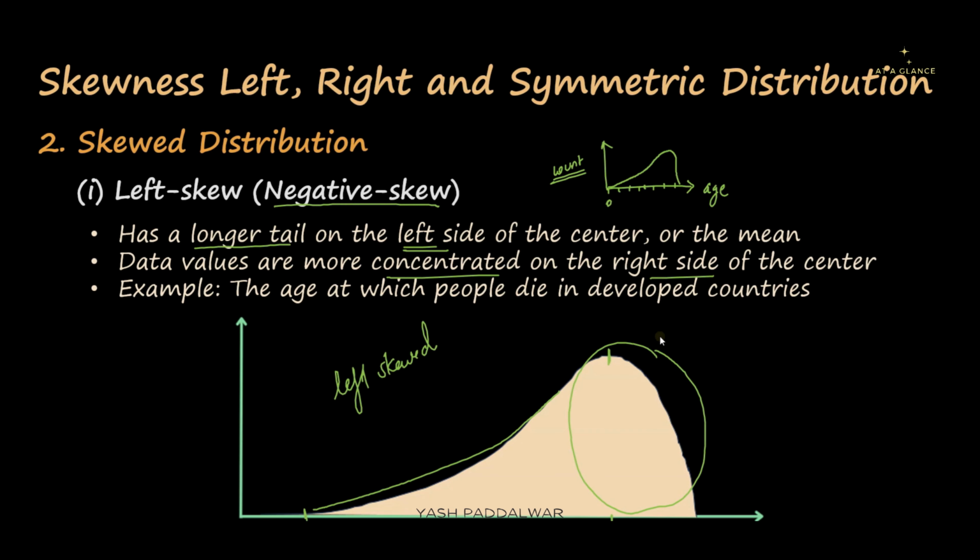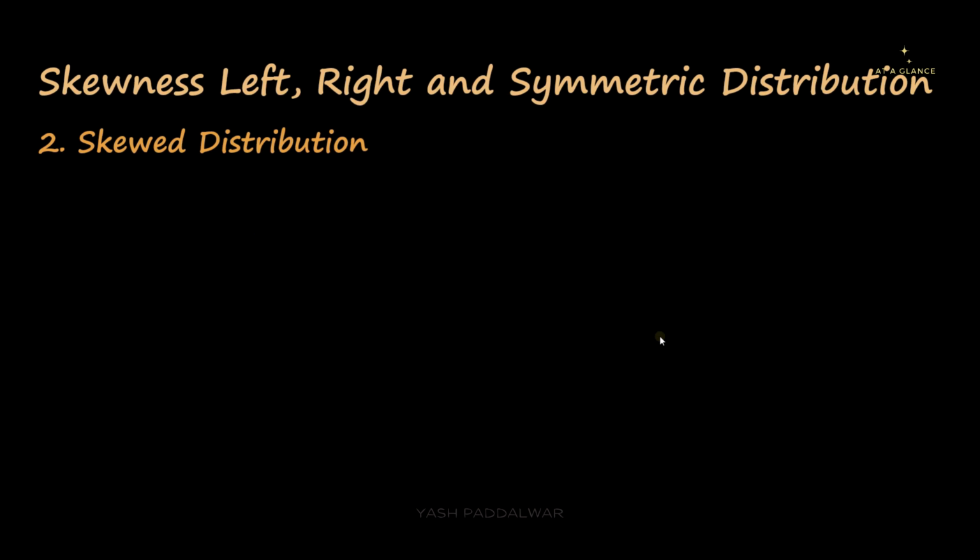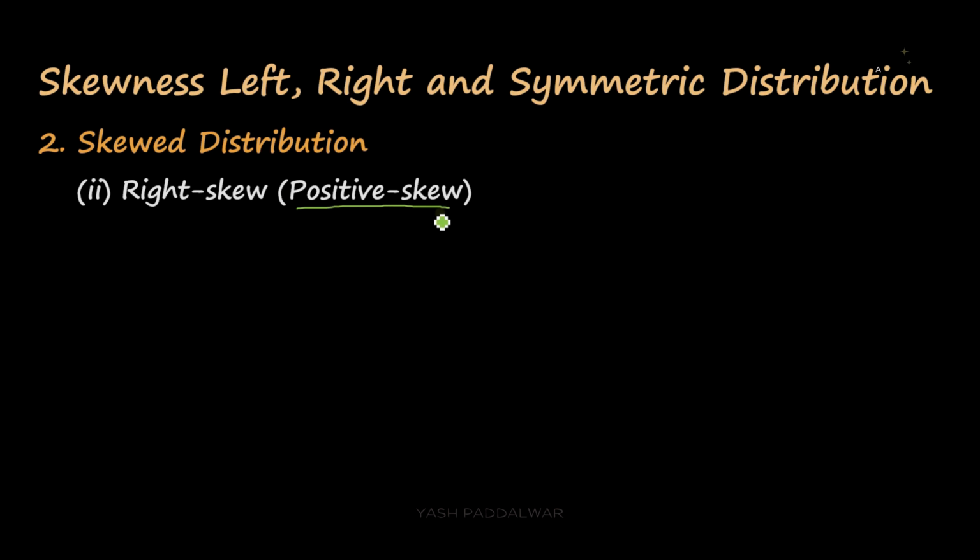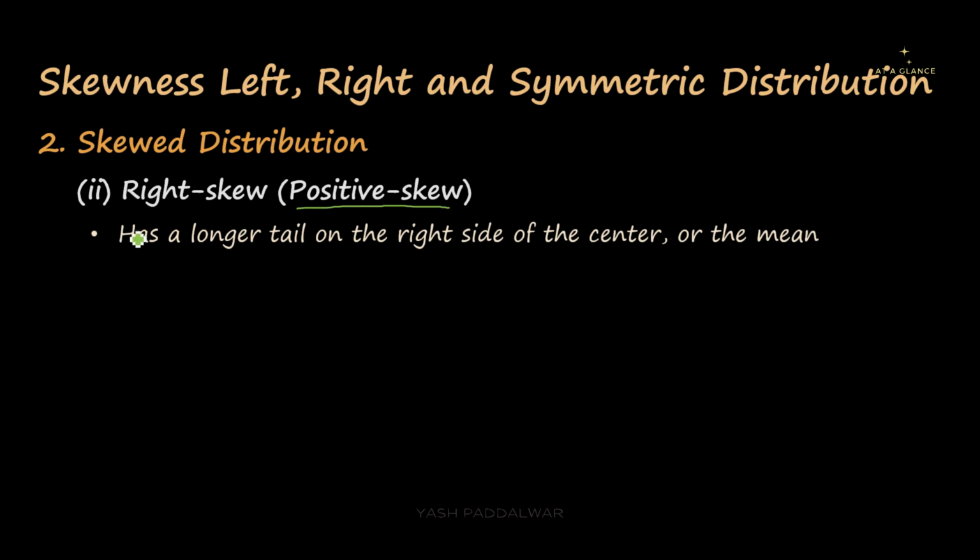Now let's move on to the next type of skewed distribution, which is called right skewed distribution. Right skewed distribution is also termed positive skewed distribution because the skewness value in this situation will always be positive. Here, it will have a longer tail on the right side of the center or the mean, which is exactly opposite of the left skewed distribution.